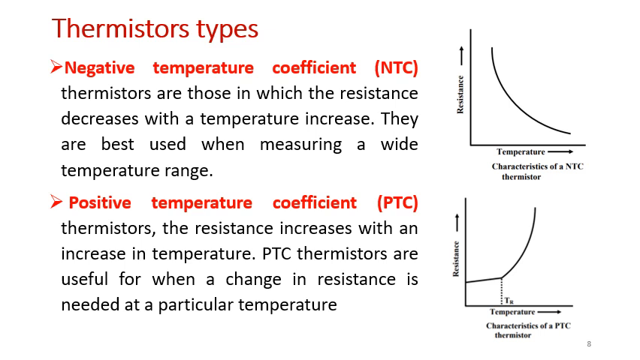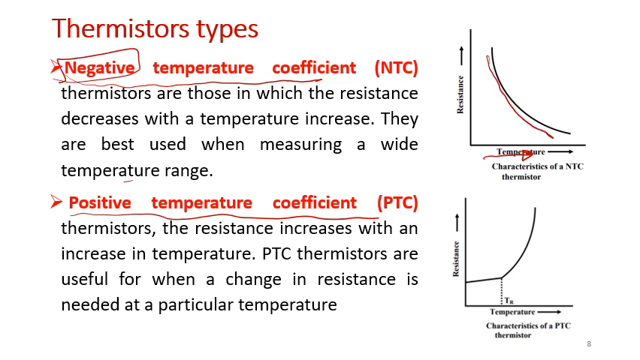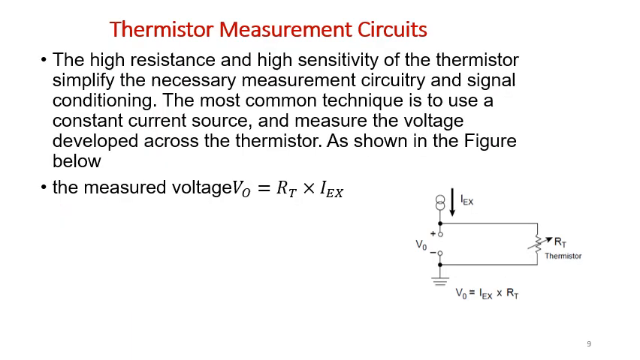There are two types of thermistor. We have negative temperature coefficient and positive temperature coefficient. In the negative temperature coefficient, as the temperature increases, the resistance will decrease. That's why we call it negative coefficient. But in the positive coefficient, you will find the opposite. As the temperature increases, the resistance is going to increase, as you see here. So for higher temperature, there will be higher resistance, unlike the previous one. So these are the two types of thermistor.